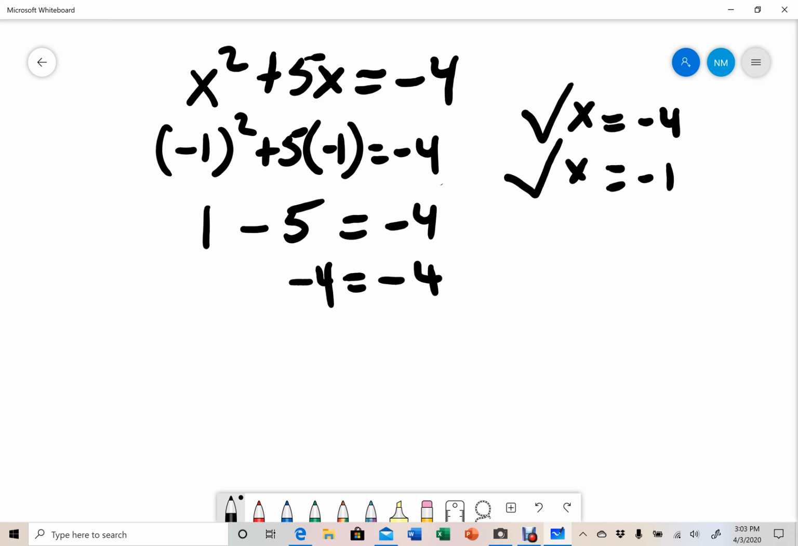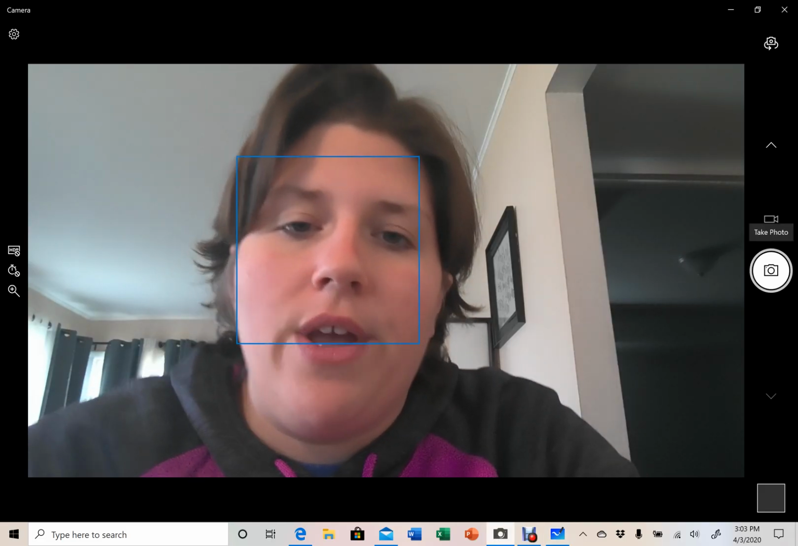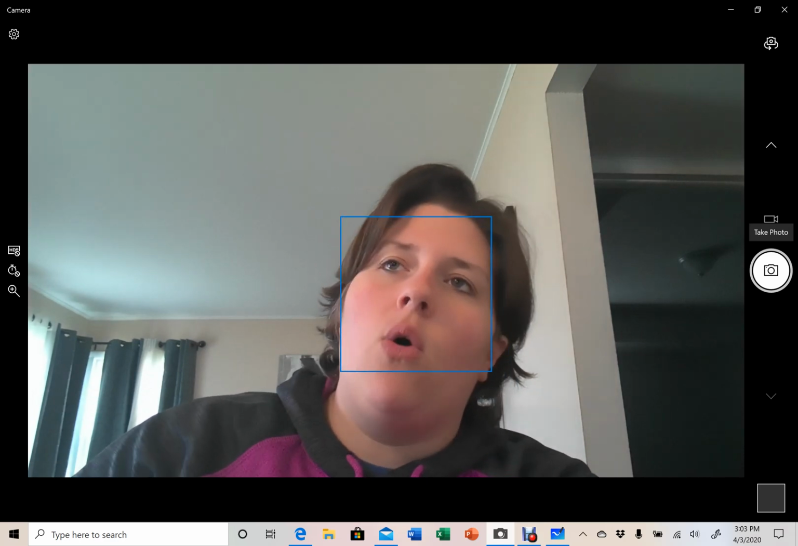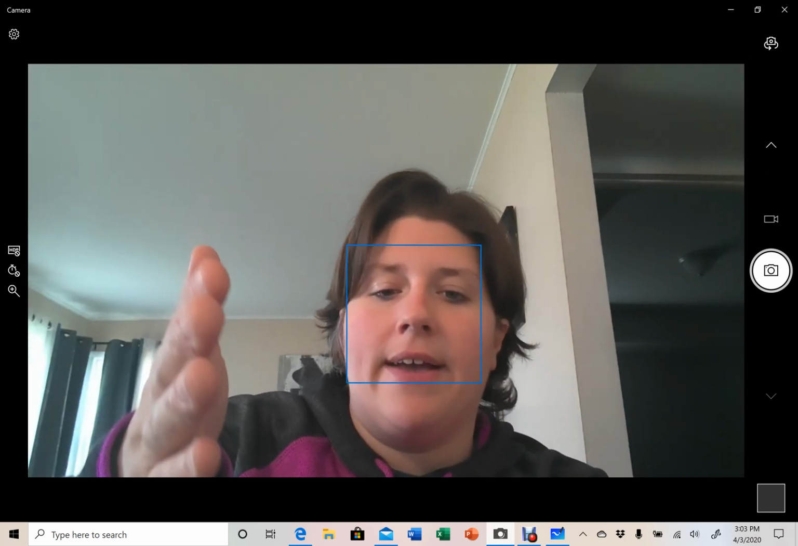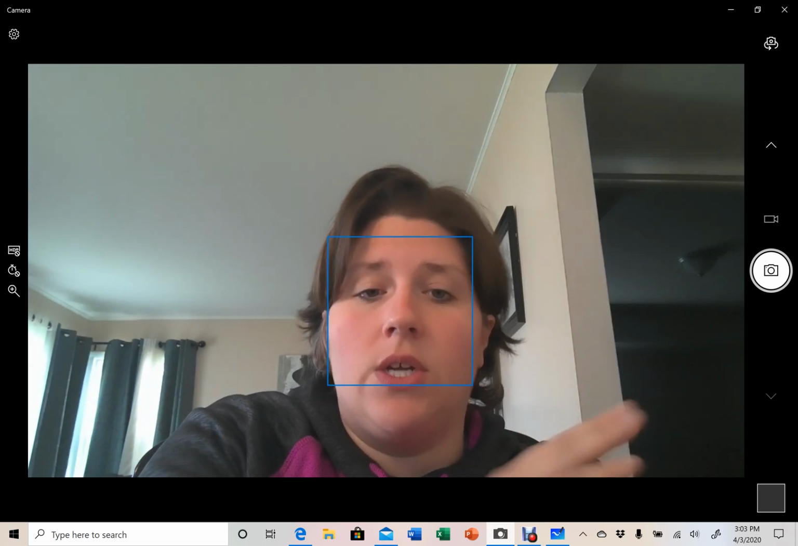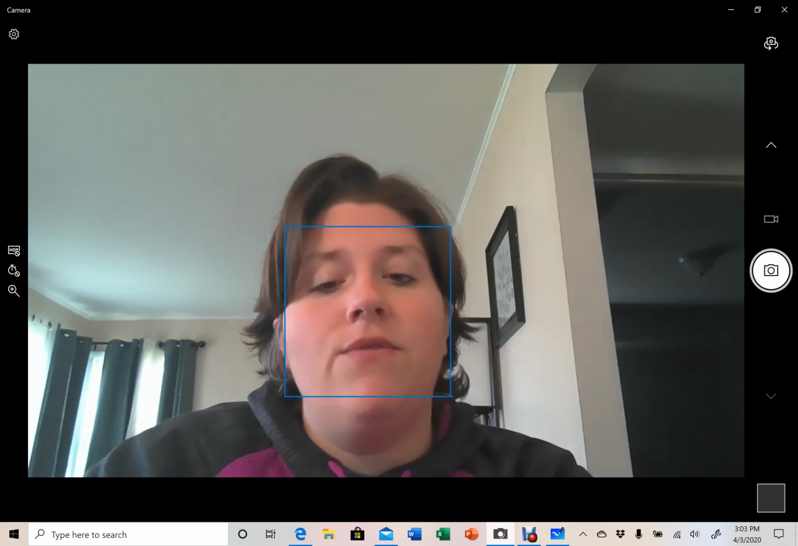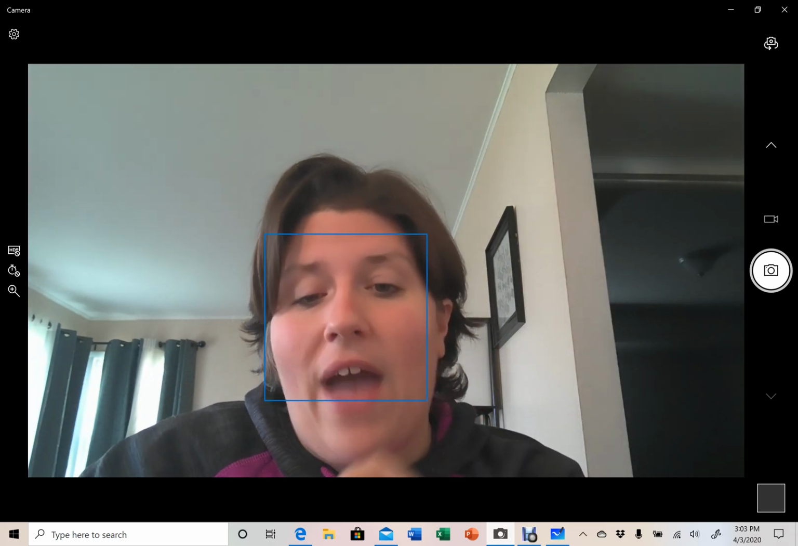So just to run down here, what do we have to do? We need to first put our equation in standard form. That's always first. So you have ax squared plus bx plus c equals 0. Make sure your equation equals 0. Once you've put it in standard form, the second step is to factor.